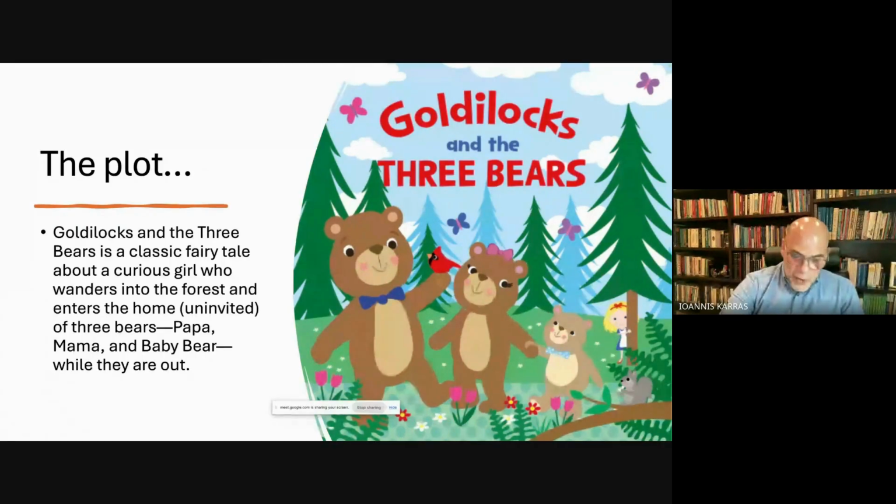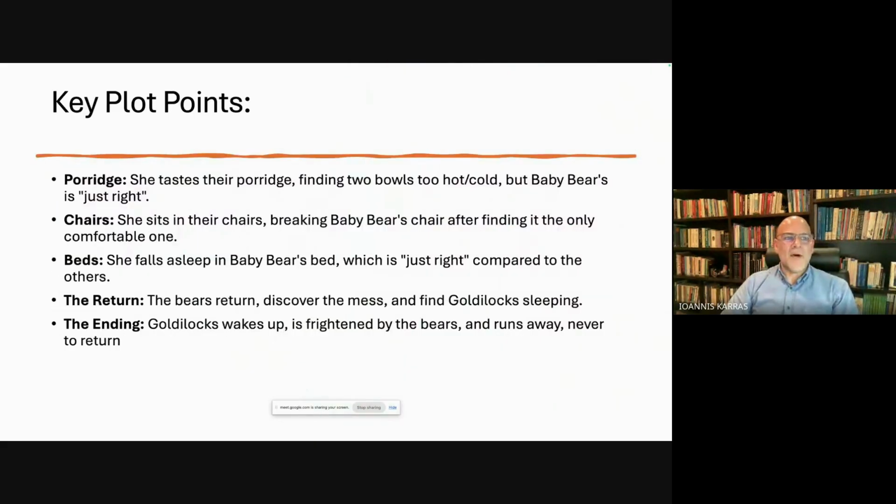So if you want to give it a quick look, so I can take a sip of water. Okay, quite a simple story, but it does give us some opportunity for reflection and for interaction, etc. And I'll show you how right now. And these are just the key plot points.